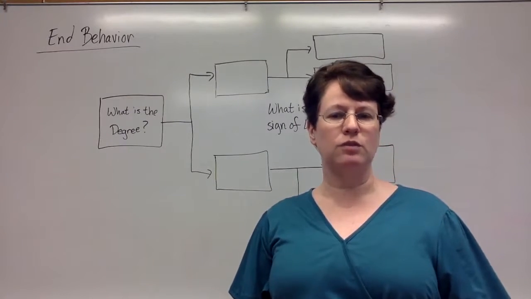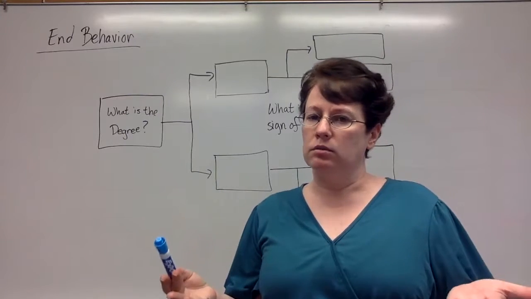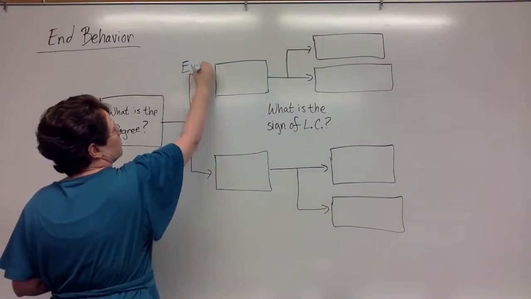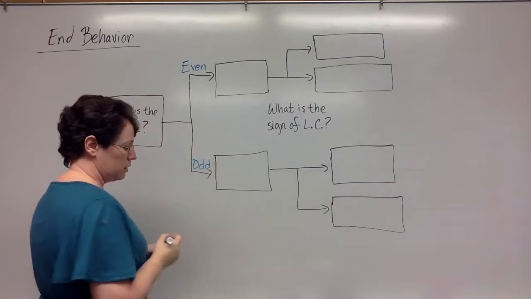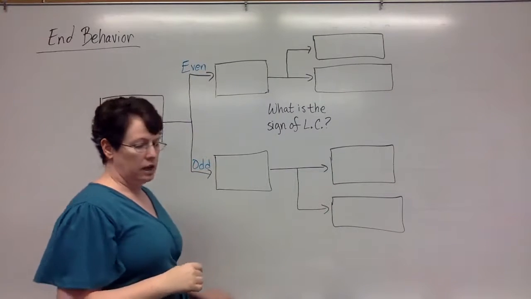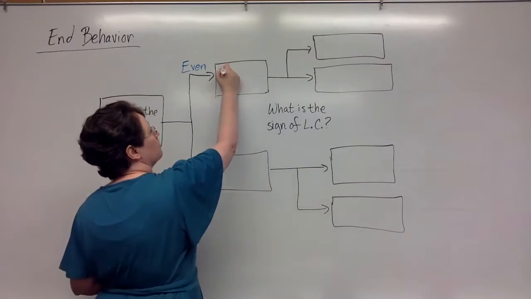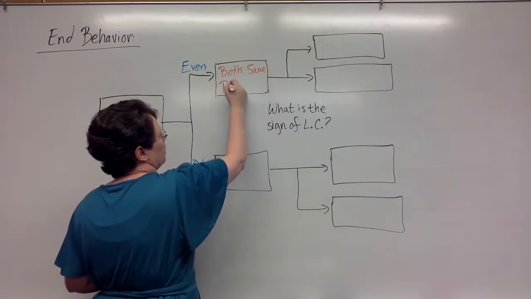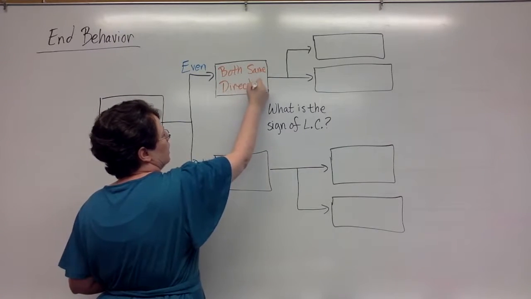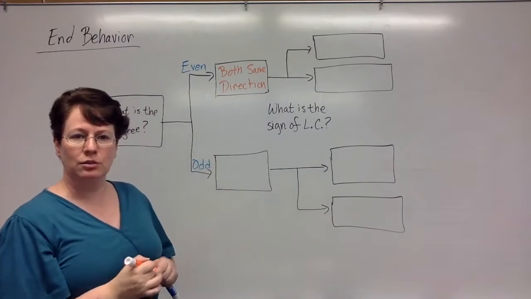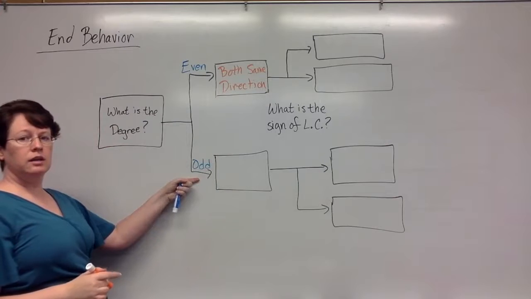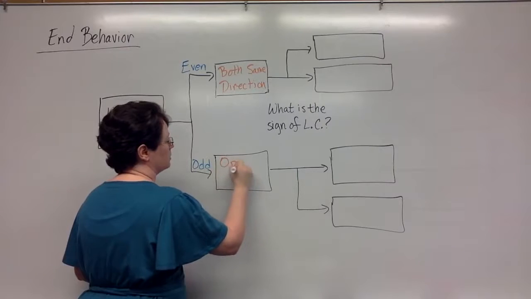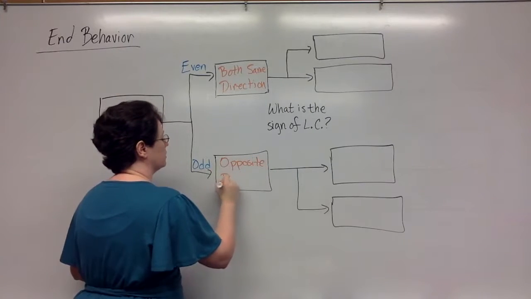I remember our first question from our notes was, what is the degree? So we would look at the number and we would determine, is it even or is it odd? Remember that? And if the degree is even, then we know they both are in the same direction. And when I'm talking about both, I'm talking about the end behaviors. The arrows go in the same direction, okay? If the degree is odd, then both arrows don't go in the same direction, right? They go in the opposite direction. So odd is opposite.